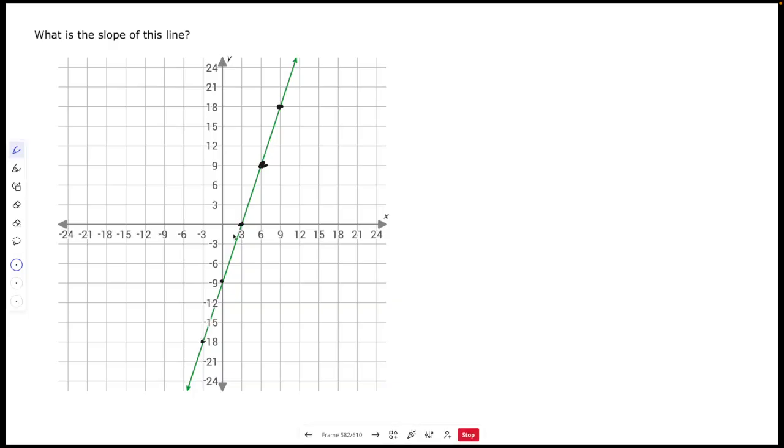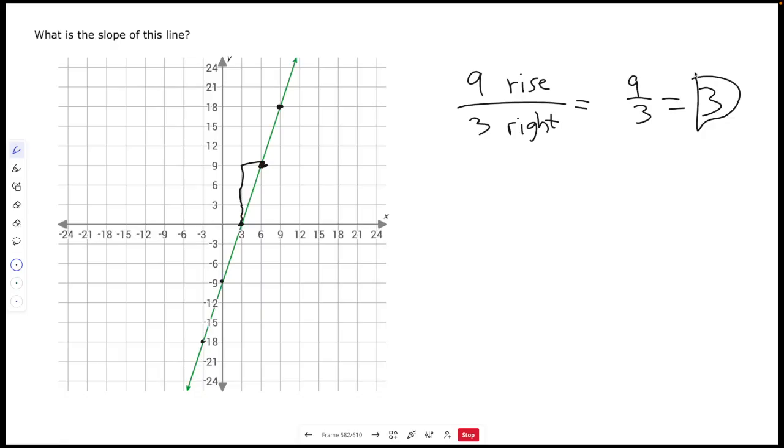And we need to talk about this being a scaled graph. You'll notice that 1 to the right is not 1, it's actually 3. So when we count up, we need to count by 3s. So 3, 6, 9. So I go 9 rise or up, and 3 to the right. Both of those are positive, so this is 9 over 3, which is just 3 for our slope.